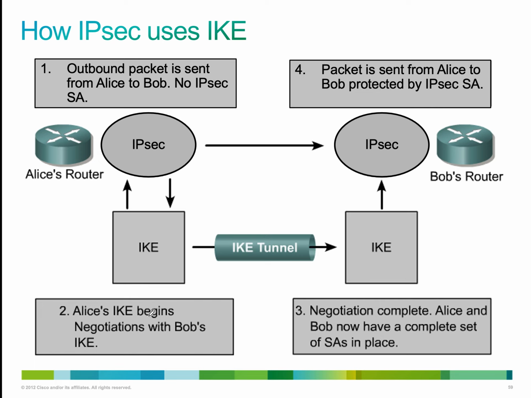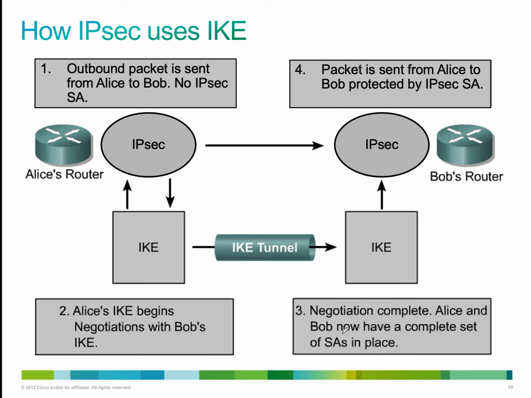The first thing is the Alice router. An outbound packet is sent from Alice to Bob, with no IPsec SA yet, so we just send the outbound packets to Bob. Then the second thing is that Alice's IKE begins negotiation with Bob's IKE, through the tunnel.